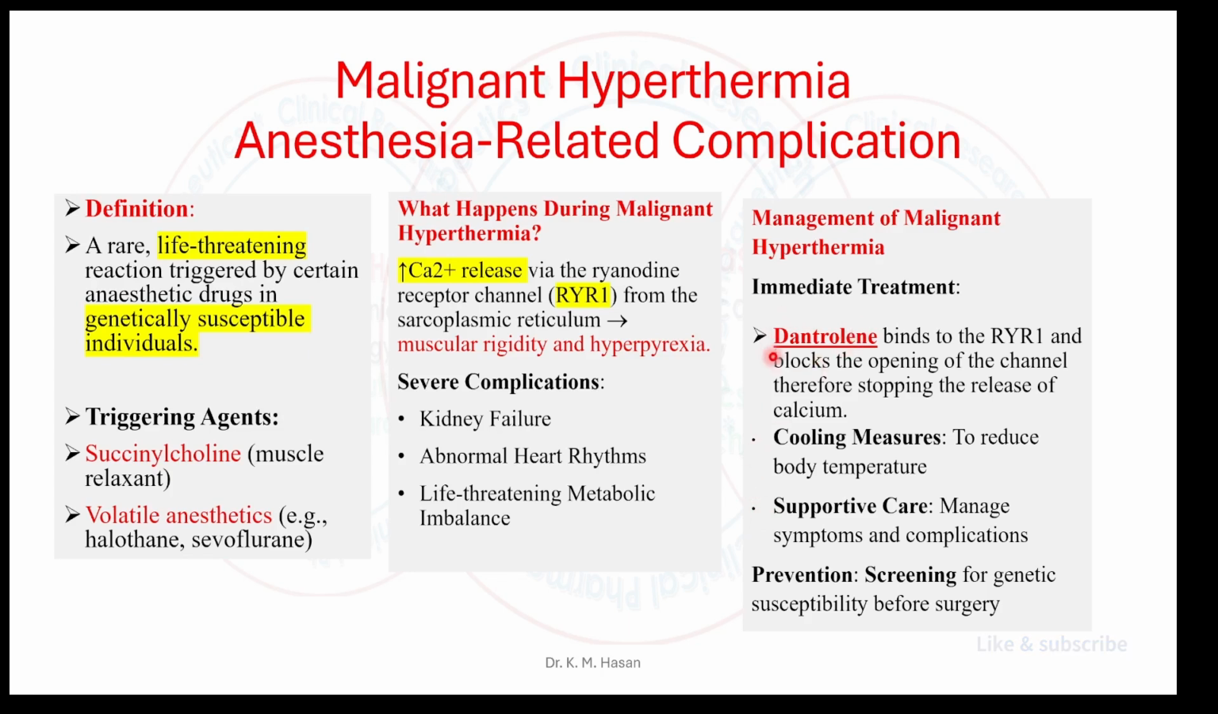Okay, how does dantrolene work? When you prescribe dantrolene to your patient, dantrolene binds to the ryanodine receptor RYR1 and blocks the opening of the ryanodine receptor, blocking the release of calcium.